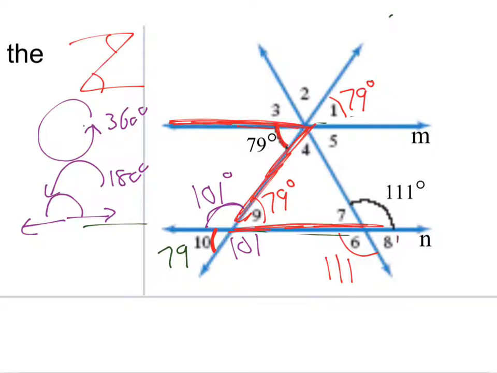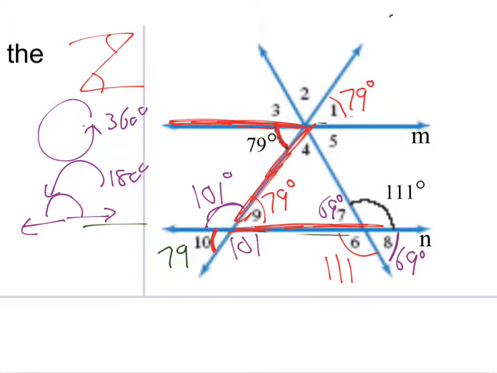And 111, I can find this one because they got to make 180. What's that going to be? 69. Yeah, 69. And then this is 69 because they're diagonal. All right, now I just need to get up there. Is there something else I can do? Oh, the triangle. Yeah, good job.